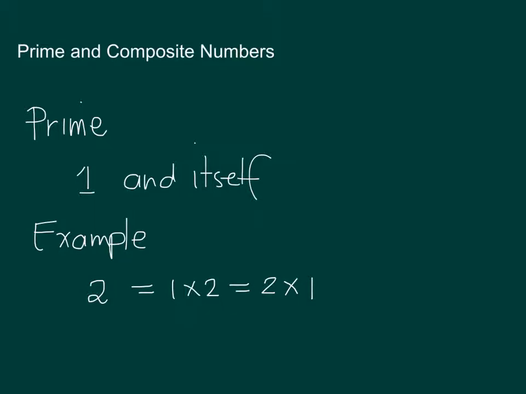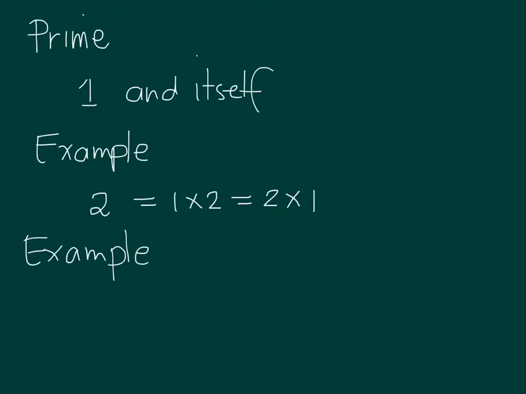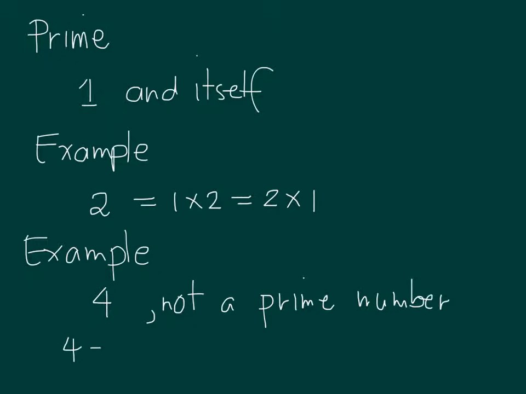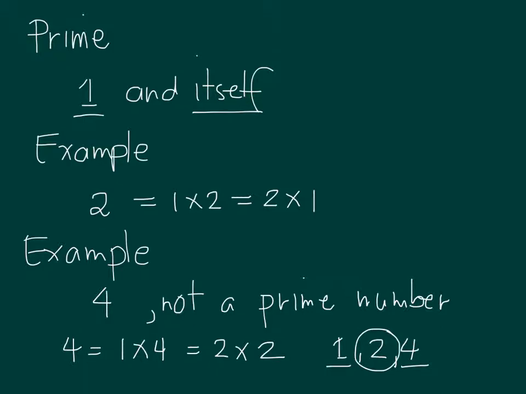And 2, as you will find out, will be the only even number that is a prime number. So what about, let's say, number 4? So 4 is not a prime number, simply because 4, although it's 1 times 4, it can also be 2 times 2. So we have the factors 1, 2, and 4. And by definition a prime number will have the factors 1 and itself. So we have 1 and itself, but there's another factor which is 2. So 4 is not a prime number.